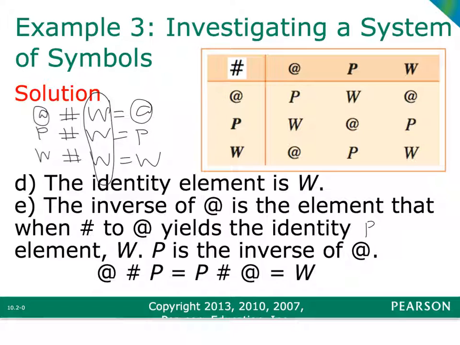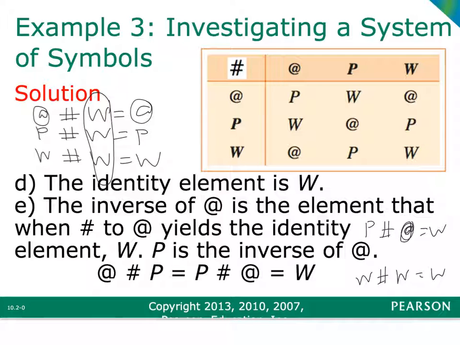Okay, so those are the other things that I'll write down. P number @ gives us W. So that's the inverse for P. That should be an @, ampersand, whatever you want to call it. And then W number W equals W. Okay, so I'll put the inverses in red.